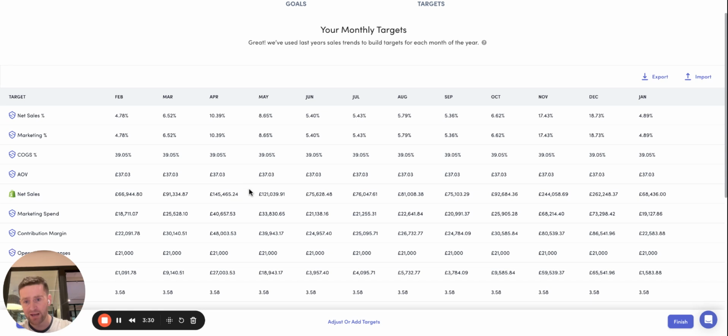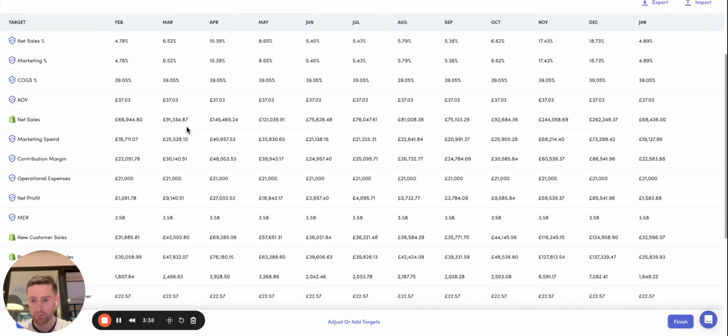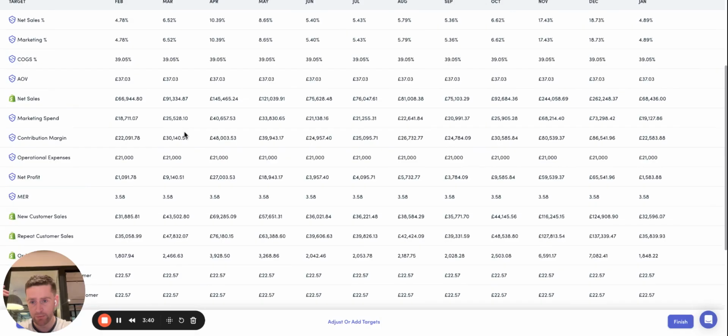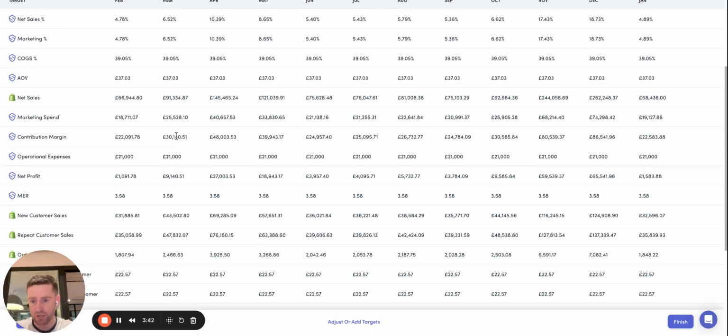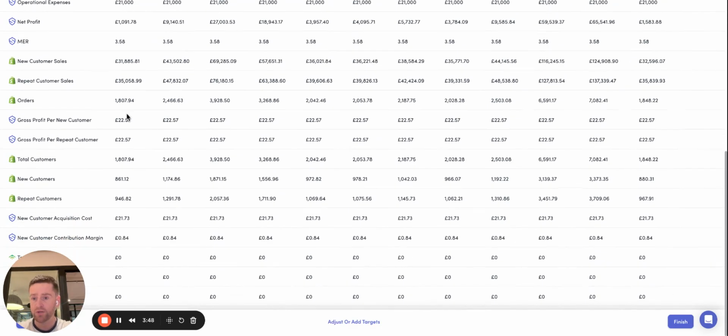We're then pulling in the last 12 months' worth of data to understand all of the seasonal components of the business, trying to work out what our sales figures should be on a monthly basis, our marketing budgets on a monthly basis, and all of our contribution margin targets, operating expenses, and net profit targets on a monthly basis, which is incredibly important. All the way down to how many orders we need, gross profit on a new customer basis, total number of new customers, CAC, all of that.